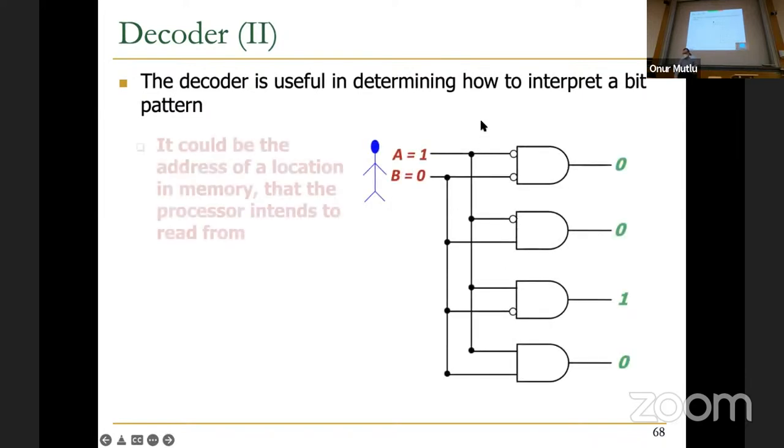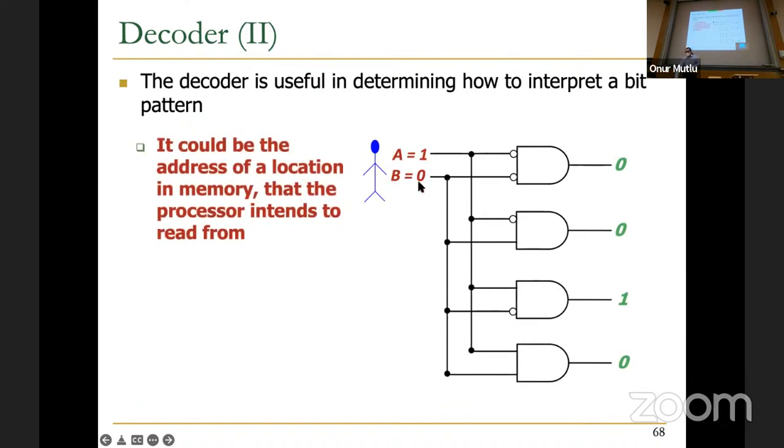Well, I think this is one bit pattern over here. For example, the bit pattern could be the address of a location in memory. Remember, this Apple M1 Ultra has 128 gigabytes of memory. Right, 128 gigabytes is 2 to the 37 bytes.